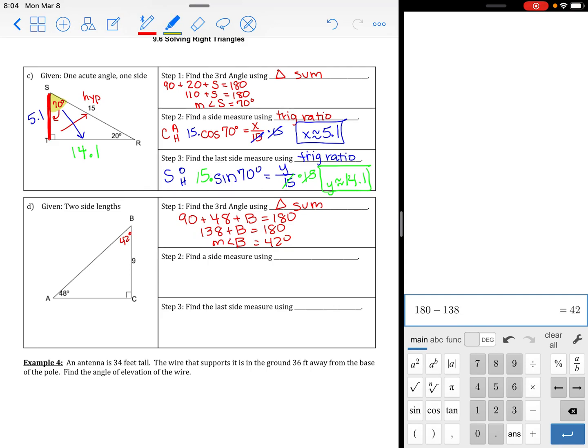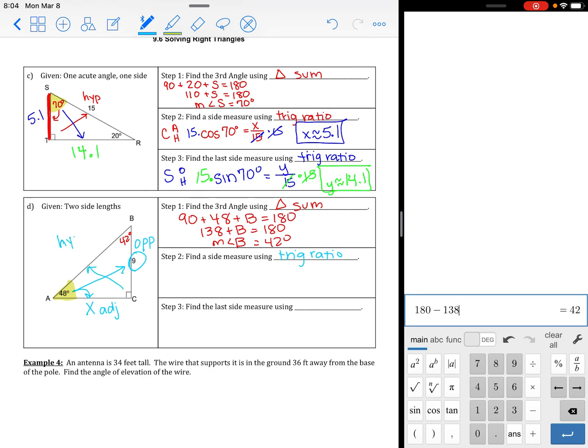Now I can use either angle to find a side measure using a trig ratio. I know I need to use this 9. Maybe I want to say that I'm going to use this 48-degree angle this time. If I'm using the 48-degree angle, that 9 is opposite. And then I have to choose one of the sides to find. It doesn't really matter which one I'd use. So let's say that I want to find side AC. In relation to that 48-degree angle, this one is adjacent.